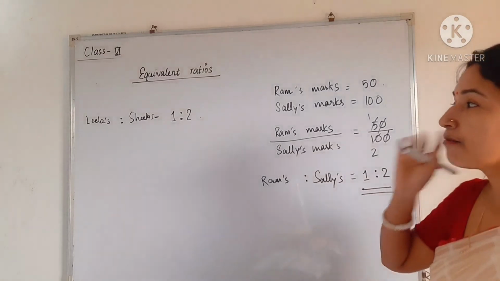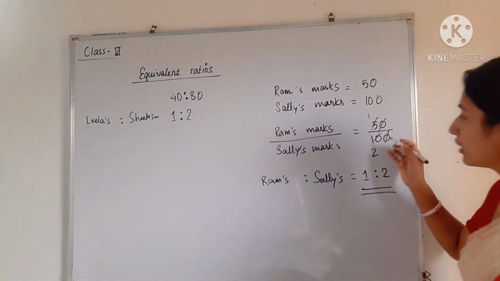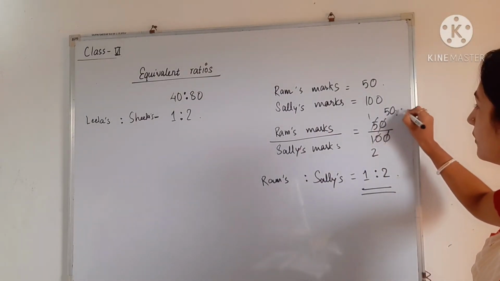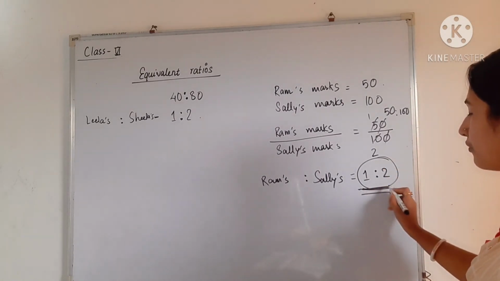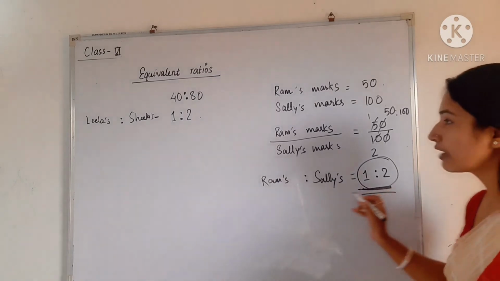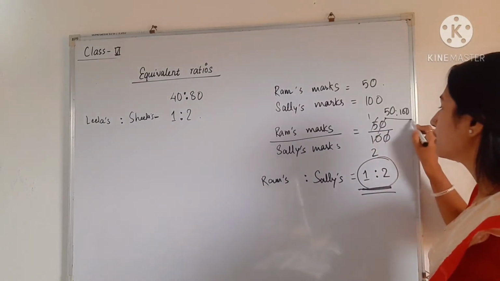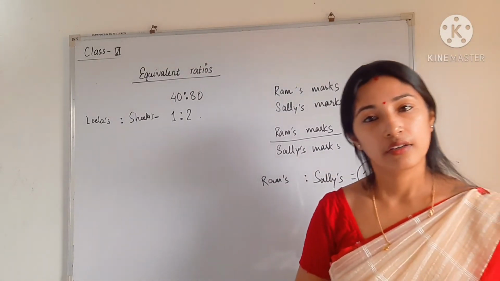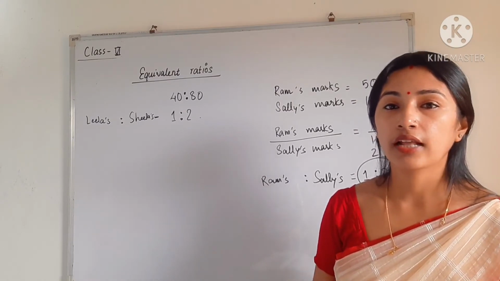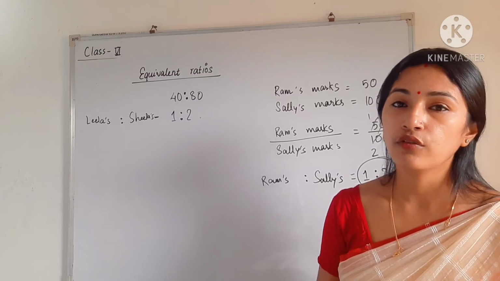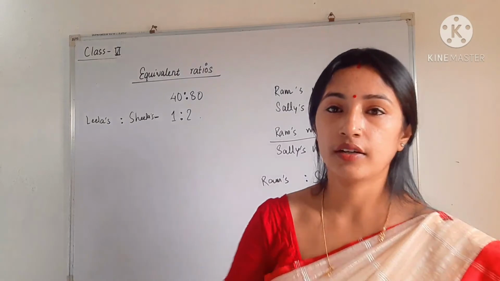So you can see here, earlier it was 40 is to 80, and here it was 50 is to 100. Finally we got the same ratio. Okay, after reducing into lowest form, we got the same value. That means we can say that 40 is to 80 and 50 is to 100 are equivalent ratios. Okay, students, so you have to check that the values of the ratio after cancellation have to become the same. Then only we can say that the ratios are equivalent.